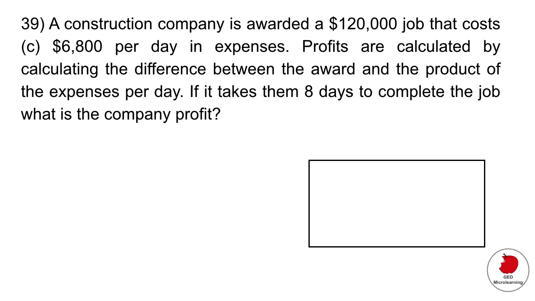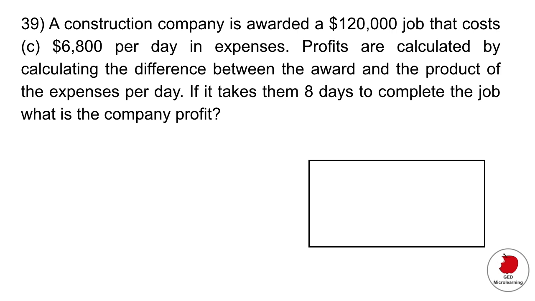All right, question 39. A construction company is awarded a $120,000 job that costs $8,800 per day in expenses. So profits are calculated by taking the difference between the award, which was $120,000, and the product of the expenses per day. If it takes them 8 days to complete the job, what is the company profit?